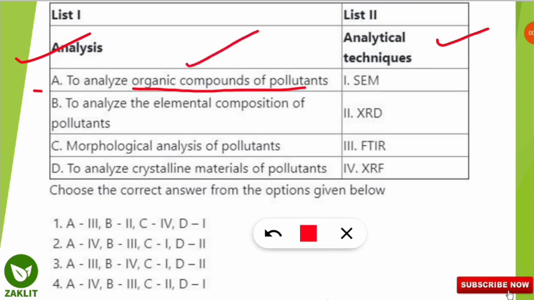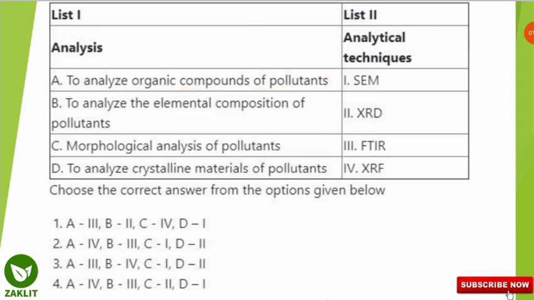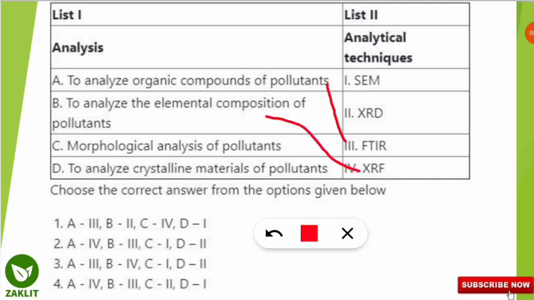Organic compounds will have functional groups, for example OH, COOH, NH2, which are present in organic compounds. To analyze the organic compounds' functional groups, we use FTIR, that is the infrared technique. Next, coming to the analysis of the elemental composition of the pollutants, the analytical technique we use is the X-ray fluorescence technique, to analyze the elements of a pollutant.